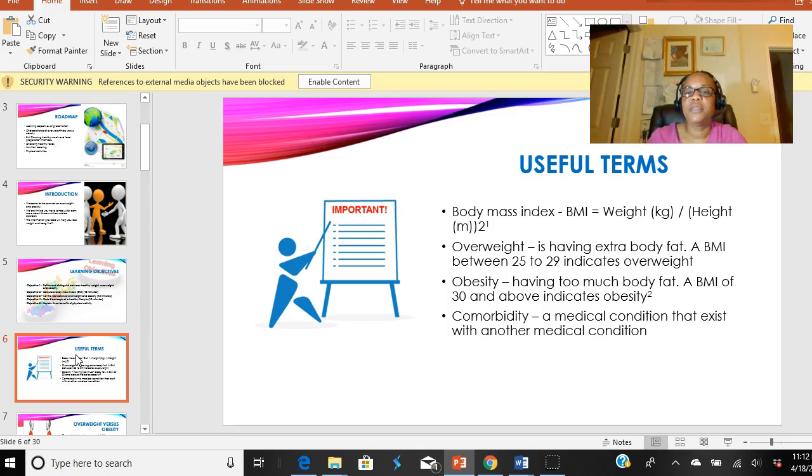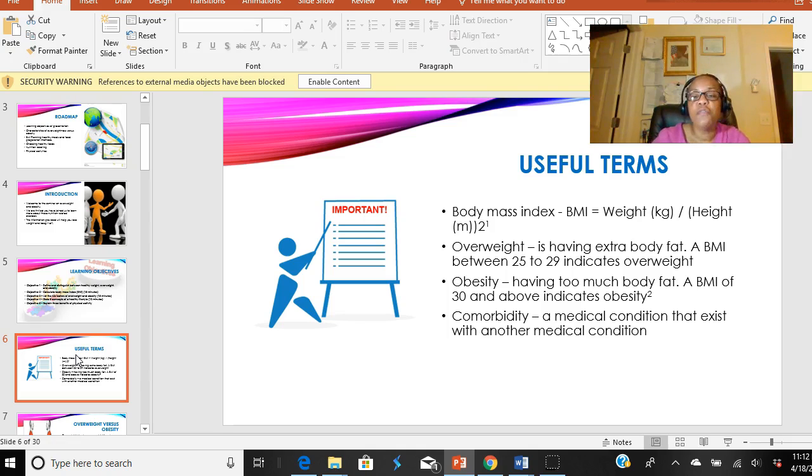Useful terms associated with the presentation. Number 1, body mass index. And what I've done is to give the calculation. So body mass index is weight in kilograms divided by height in meters squared.